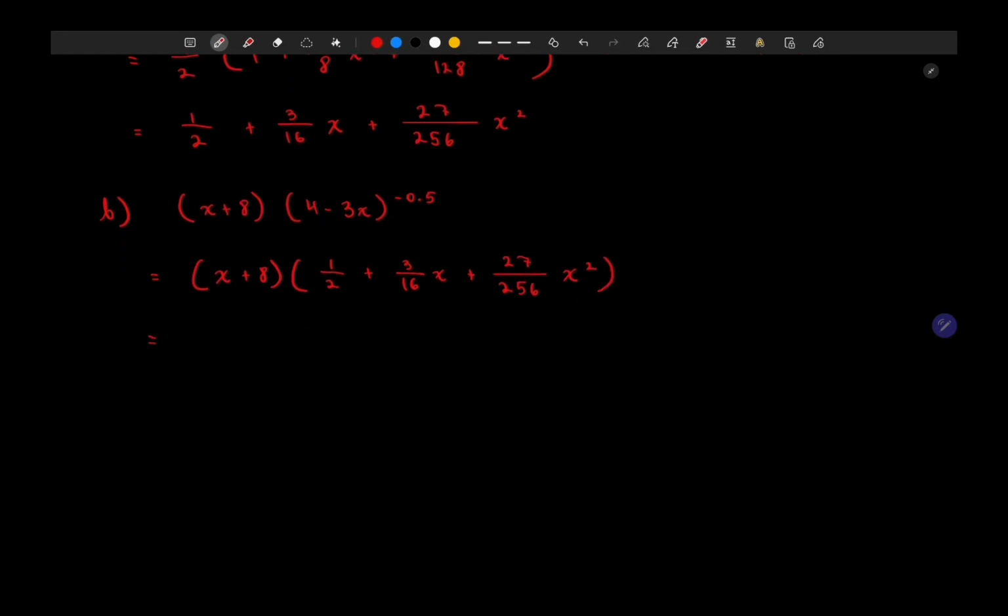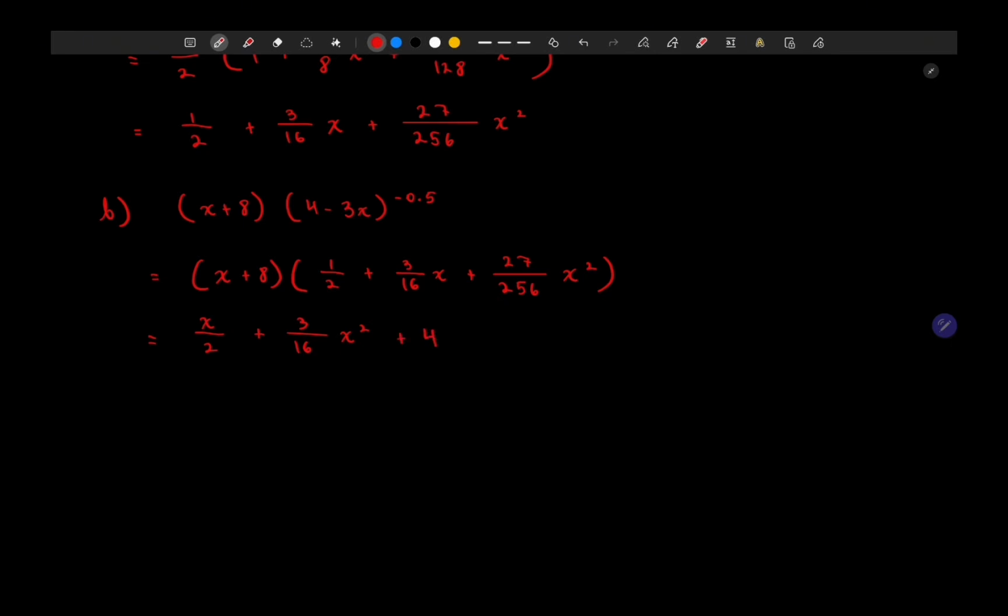Now if we multiply it by x, that's x over 2 plus 3 over 16 x squared. If I multiply this x with 27 over 256 x squared, it will be x cubed, which is the fourth term in the series, which we do not need. We only need up to three terms of the series, so we can skip that and move on to the multiplication by 8.